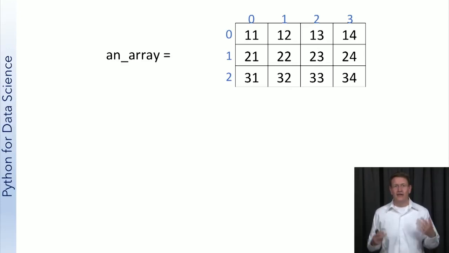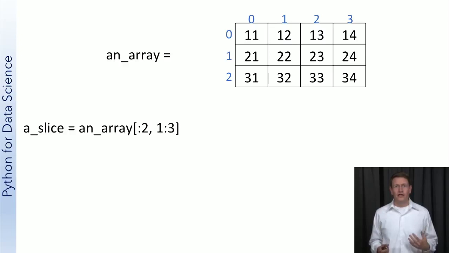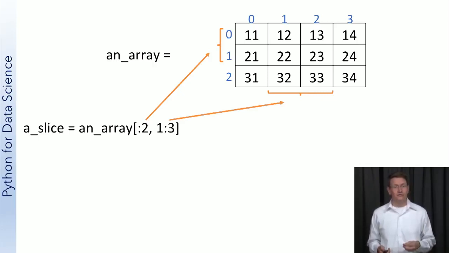Here's the composition of an array. We've got 3 rows and 4 columns. Now we ask for a slice of that array. For the rows, we ask for all the rows before row 2, which gives us back 0 and 1. For the columns, we ask for columns 1 through 3, with 1 inclusive and 3 exclusive. This corresponds to columns 1 and 2. So when we print the contents of a slice, we get back just the region in yellow here.